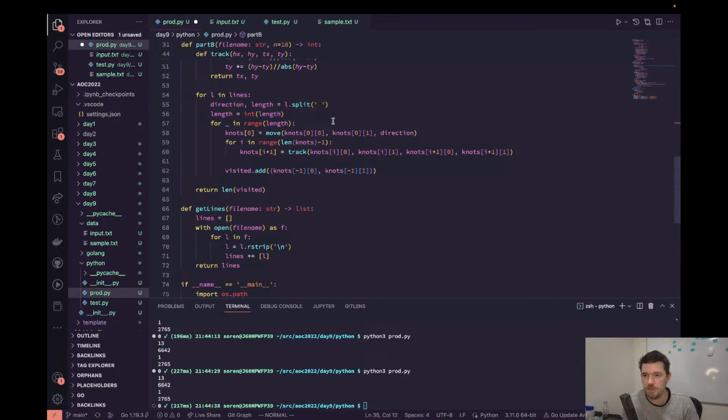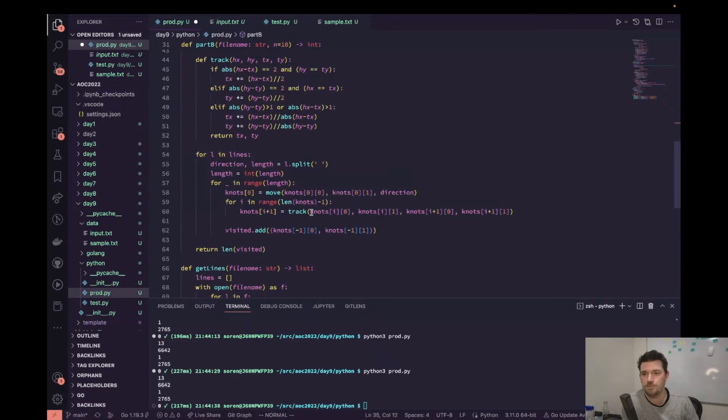And then we just do the exact same thing again. We start out by performing the move, and then for each knot on the rope, we track the one that's right ahead of us, and this is the one that's following, and then that gets updated, and that's it. And then we add the position of the final knot to the visited set and return the length of it, and boom, that's it.